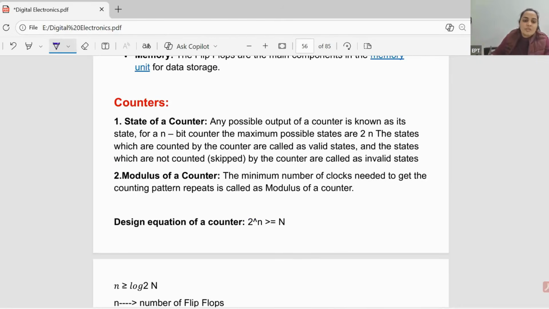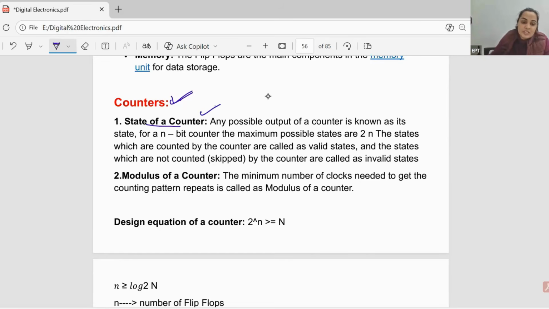Now, next one is the counters. So this is one of the applications of the flip flops, right? In the counters, we get counters using the cascading of the flip flops, right? So we use the counters to count the number of pulses, and they can also be used as a frequency divider circuit, or a waveform generator like this.